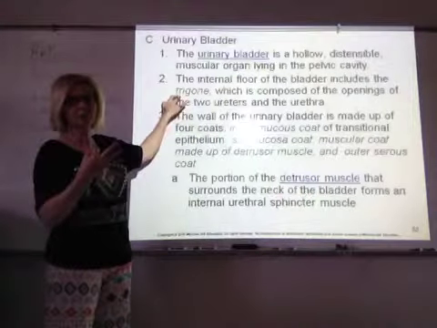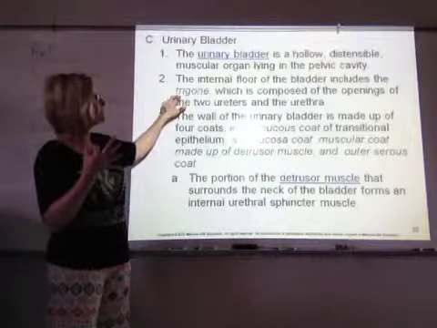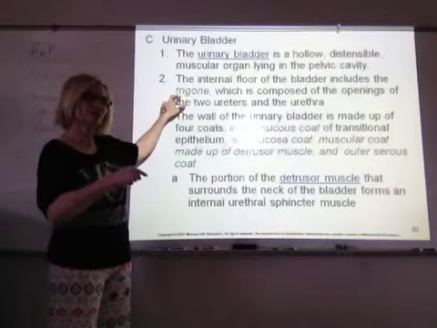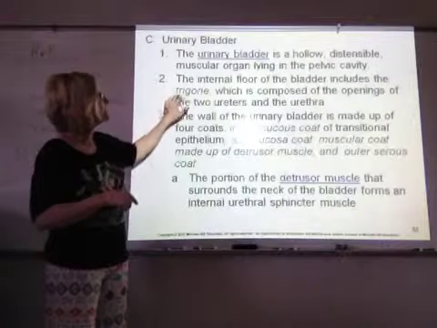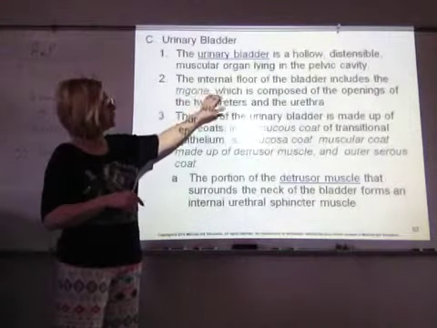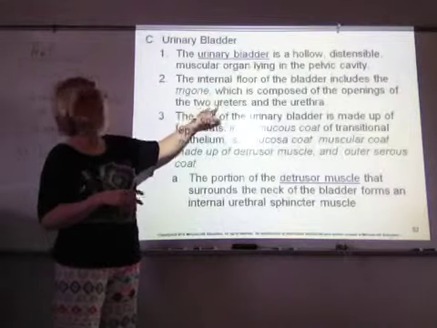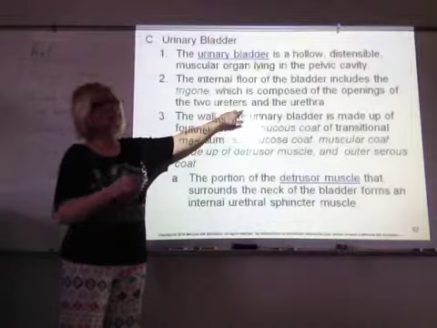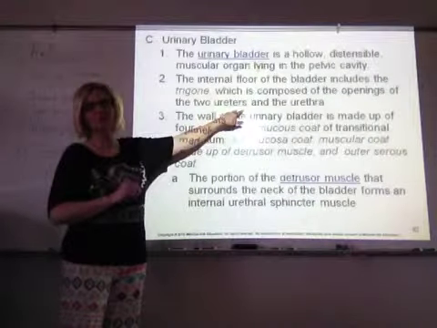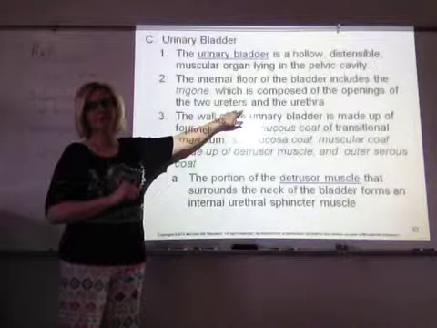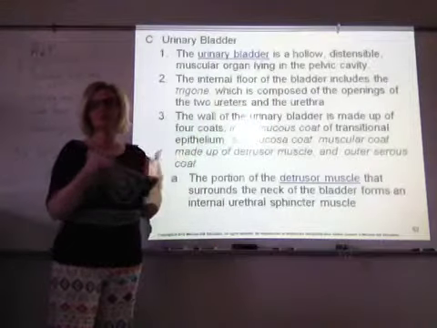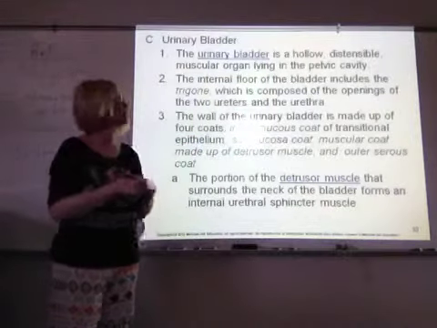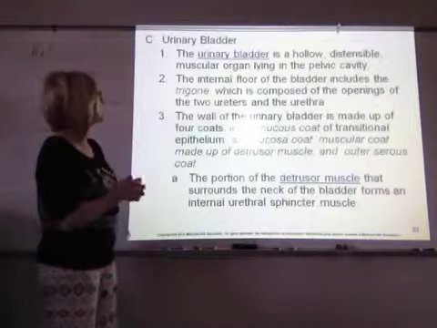The internal floor of the bladder includes the trigone. Tri means three. There are basically three things that are going to enter here, and I'll show you on the diagram after this. The trigone has the openings of those two ureters, where I said they came in on the base, and then your urethra opening is also going to be on the base of your bladder. So all three of those basically exist almost in a triangle shape.